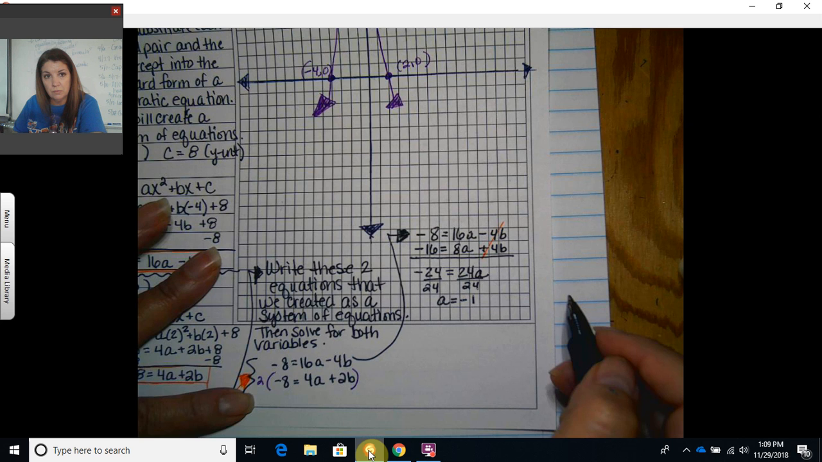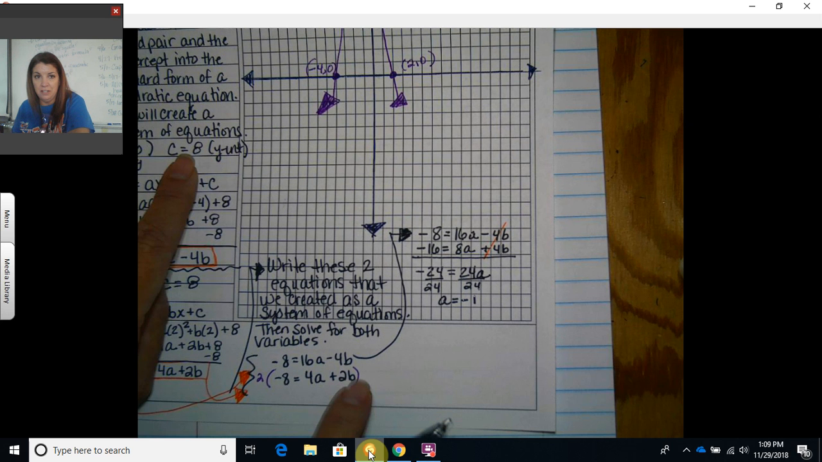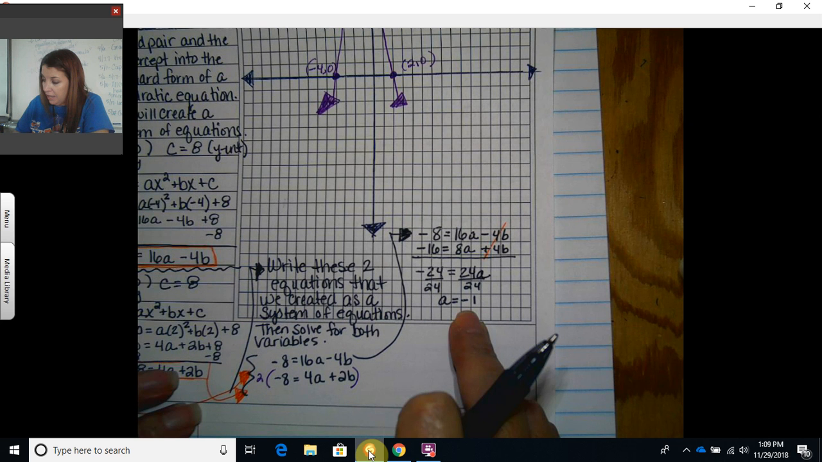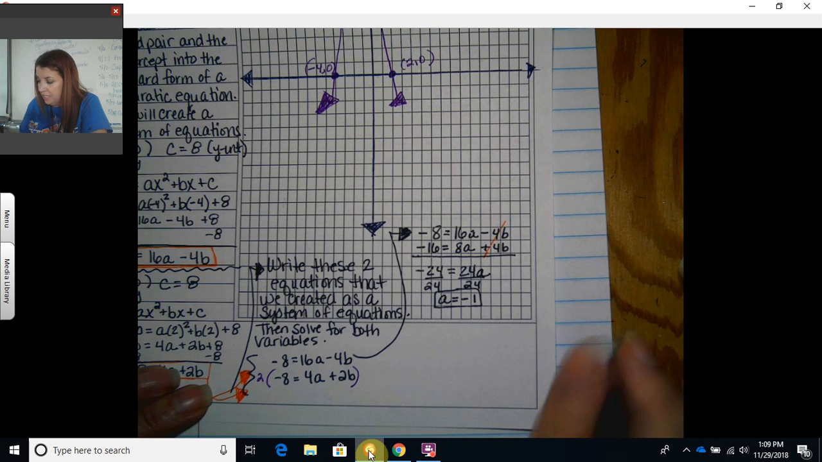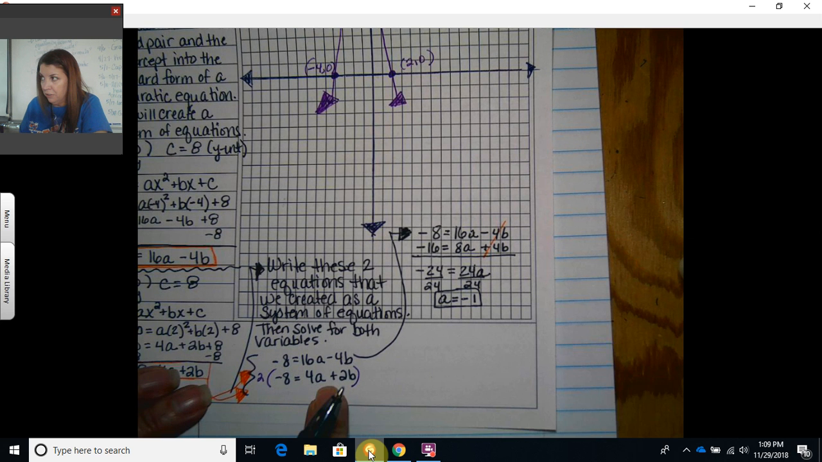So now I know C is equal to 8. I knew that from the beginning because that's my y-intercept, right? Now I know A is equal to -1. How will I find B? Plug it into where? Either of these two equations. Not the C, but the A or the B, right? Because I know A, and that way I can substitute A equals -1 and solve for B. Does it matter which equation we choose? No, I'm just going to go with this bottom one.